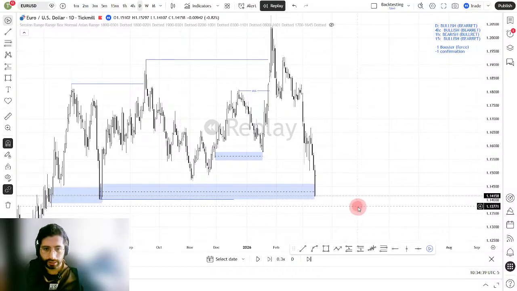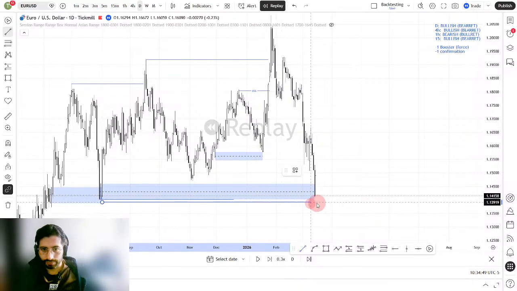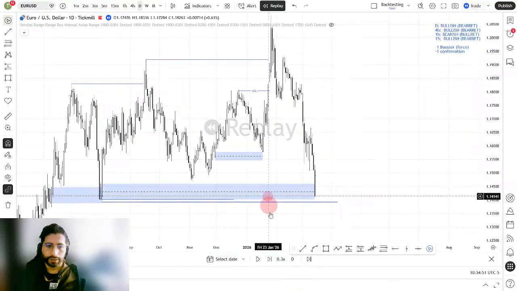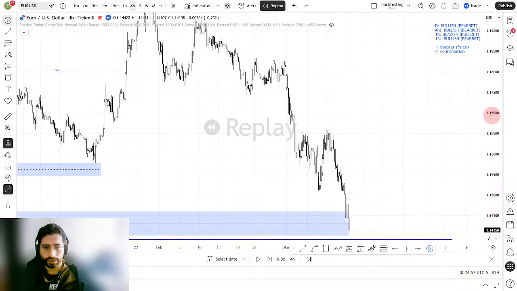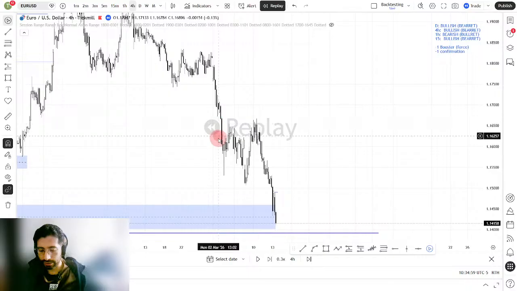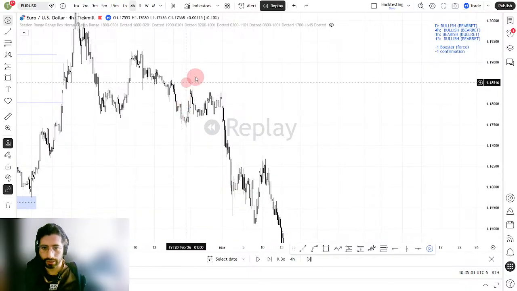When the price breaks this low with the bottom of the candle, it would mean that the trend line has changed. Okay, this one, if it is broken with the bottom of the candle. So let's go to the 4-hour time frame and see what actually happens here. Definitely it's bearish. In the 4-hour time frame we're completely bearish.